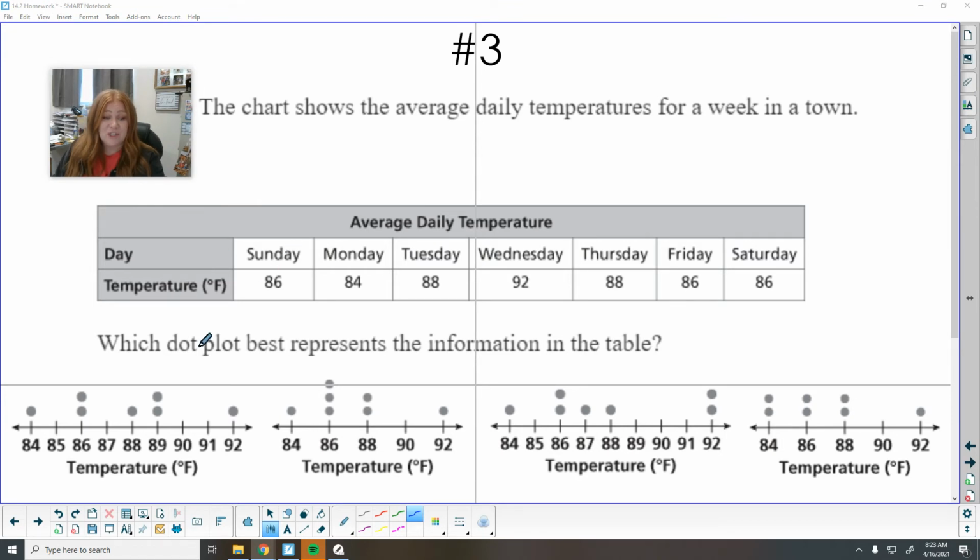So which dot plot best represents the information? So we've got to look and see which one has an 86. Oh, I see 3, right? 1, 2, 3 86s. So we need to make sure we have one that has 3 86s. 1 84. I see 2 88s and 1 92. So it's a lot easier when they're already done for us. And that's a lot easier to visualize than trying to be like, wait, how many do we have? So see which one matches that information.